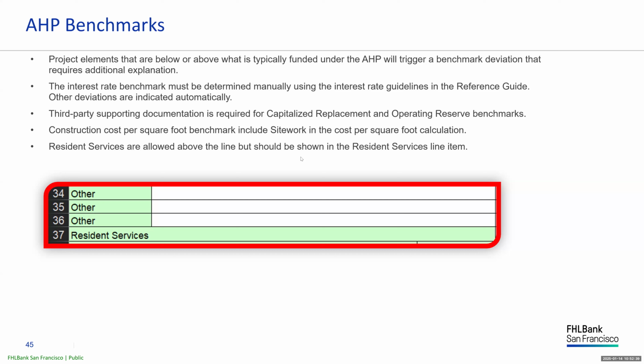As noted, services are now allowed above the line, but we do still have a specific line in the pro forma for them. Our operating cost per unit benchmark still ties to operating expenses without services because we don't have historical operating cost data with services. So make sure not to include services costs in explanations for your operating cost per unit benchmark deviation. For the construction cost per square foot benchmark, site work can be used as part of the benchmark deviation explanation. Environmental remediation and hard cost contingency are not included in the cost per square foot calculation and should not be used for an explanation.